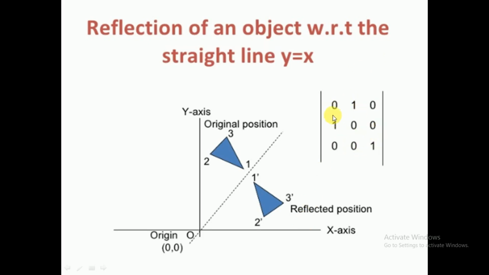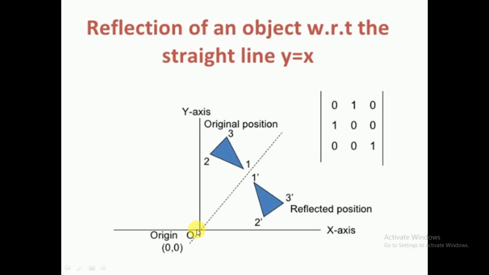Right? It means x will become y, y will become x. Whatever x distance it was here, this distance will now become the y distance. Here, 2 was, assume that 2 is in the y direction at 10 units. In the y direction from the origin it is at 10 units. In the original figure it is at 10 units.